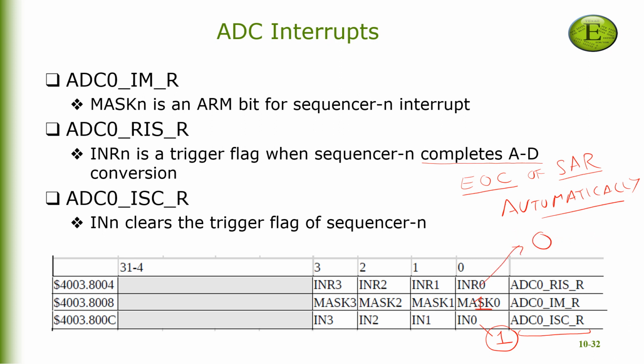So again, the trigger flag is indirectly cleared. When the corresponding sample sequencer is armed and can interrupt the microprocessor, and when the analog to digital conversion is complete, then we need to clear the trigger flag, and you're going to write to this register to clear the trigger flag for the corresponding sample sequencer.